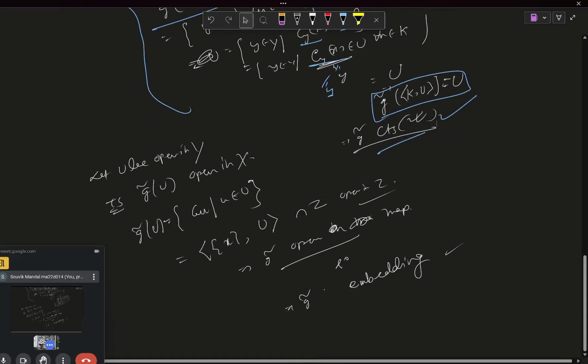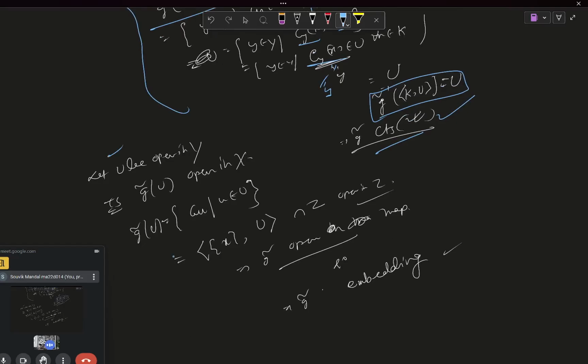And the last thing is openness. So let U be open in Y. We need to show g tilde of U is open in the image. So now g tilde of U is equal to c_u for u belongs to U, and this is the bracket [X, U] intersection Z, which is open in Z. So this is g tilde is open. So g tilde is an embedding. So that's all. Okay, understood? You understand? Yeah.